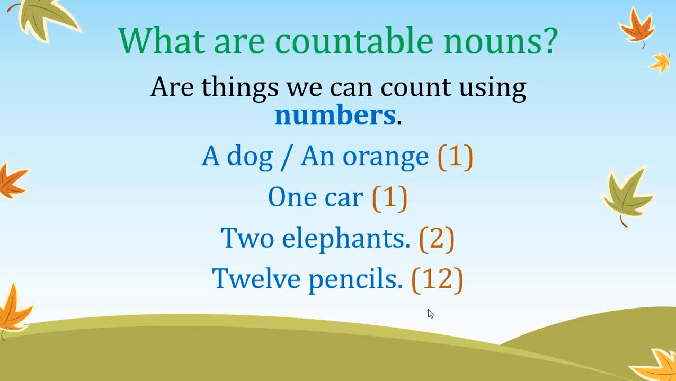Countable nouns are things we can count using numbers. For example, a dog, an orange, that are one car, that is obviously one, 2 elephants, 12 pencils, etc. Things that we can count using numbers.